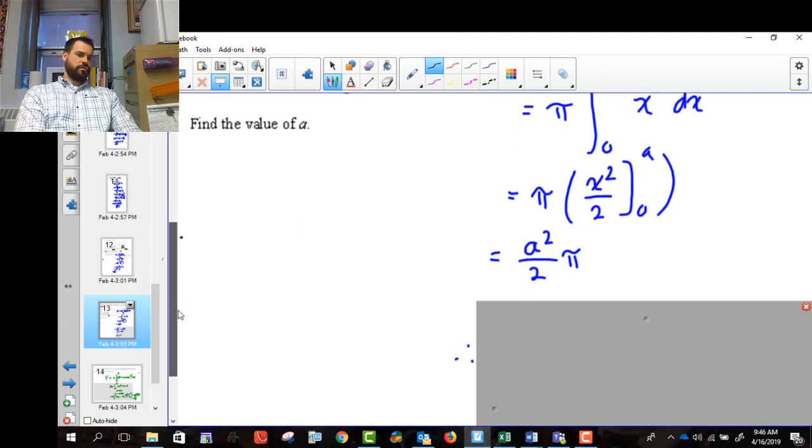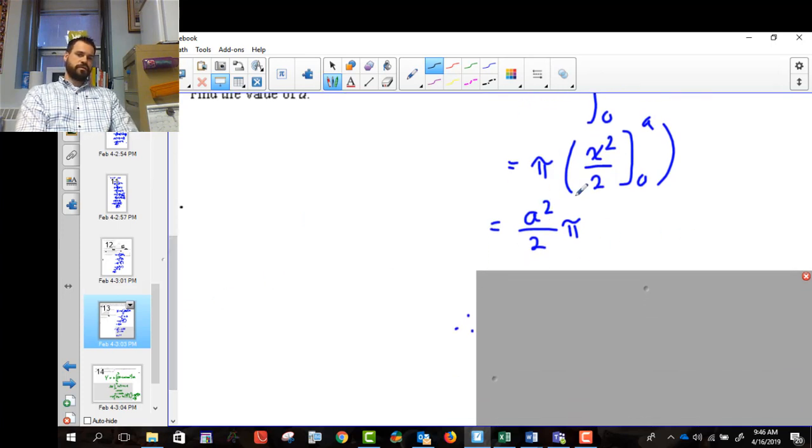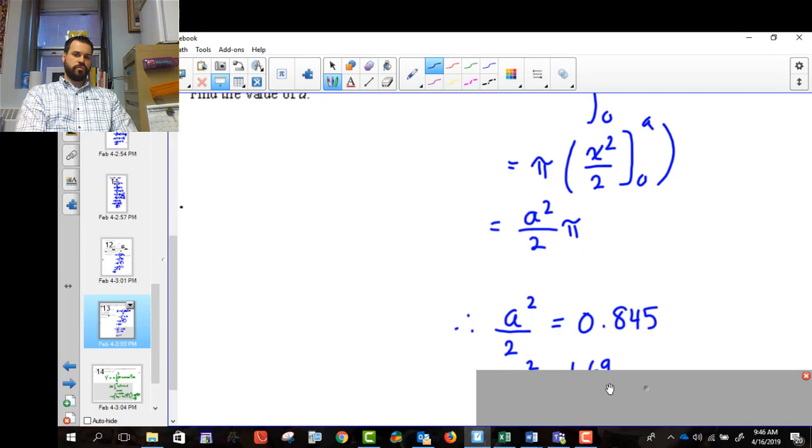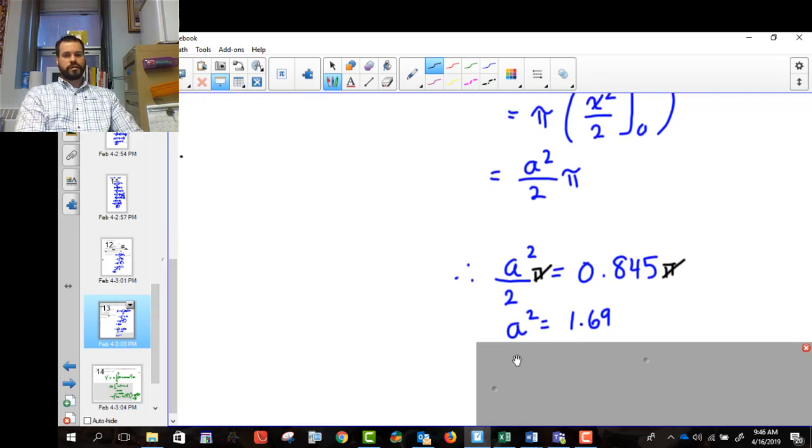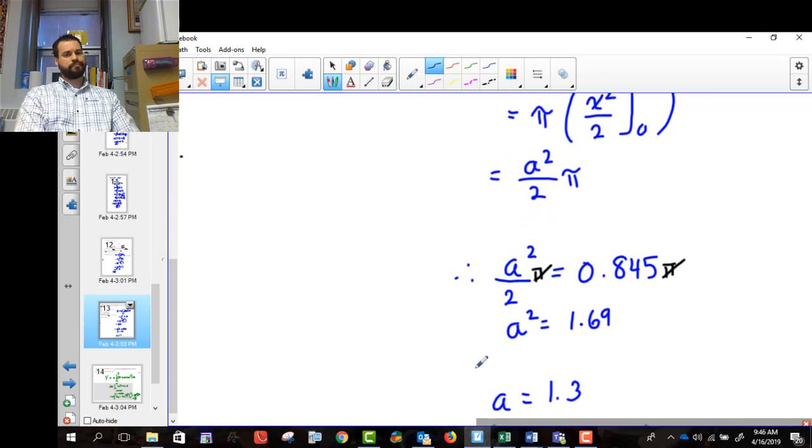So what we do is we say we know the volume is this. It's a squared pi over 2, it's also 0.845 pi. All right, so what I've done is essentially there's a pi there and there's a pi here, and I just cross them out. So I get a squared over 2 is 0.845. If you multiply by 2, you get a squared to be 1.69, which means a is 1.3. And that's your answer.